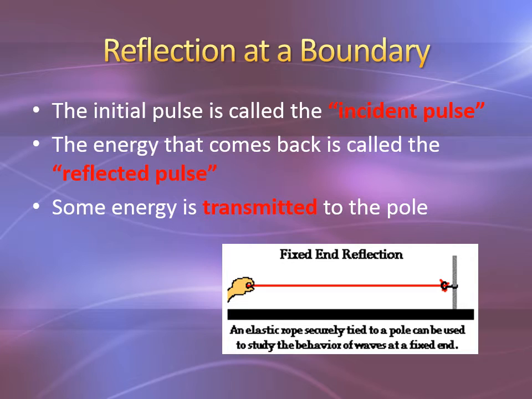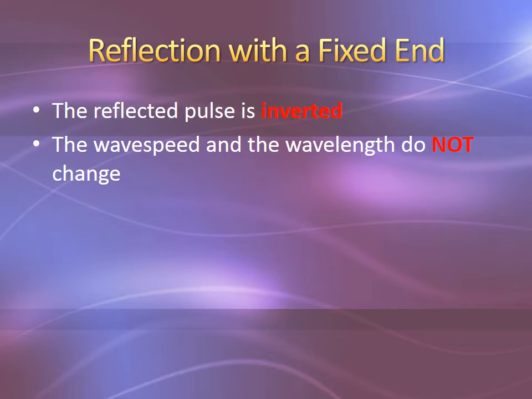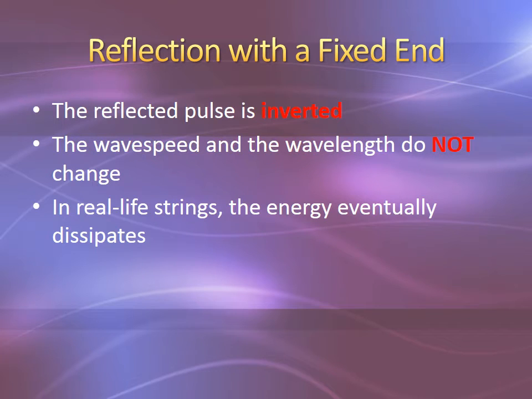If you have a fixed end and a rope attached to it, you can study the behavior of what happens at that reflection point. All right, if that end is fixed to the pole, the reflected pulse is inverted. That means it's upside down from what it was. The wave speed and the wavelength do not change because the wave speed is a property of the medium, and the frequency of the wave has not changed, therefore the wavelength has not either.